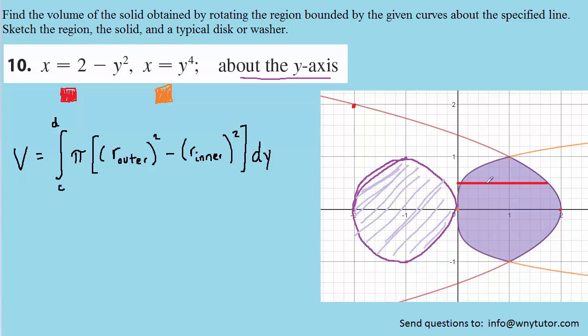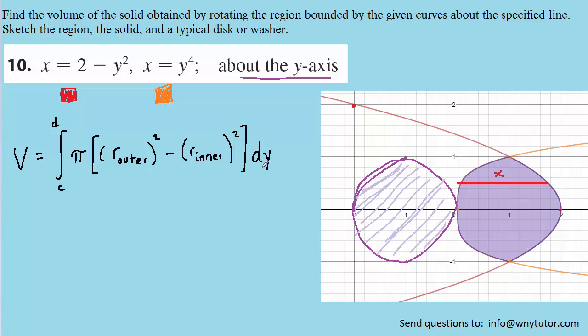And we can see that that distance is a horizontal distance, and because it's horizontal, it's actually an x distance. So technically, the outer radius could be represented as x. The problem with calling it x is that we are integrating with respect to y.